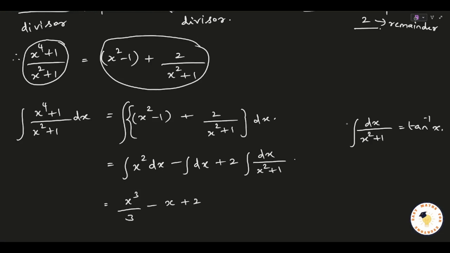So, this will be 2 times tan inverse x plus constant of integration c.